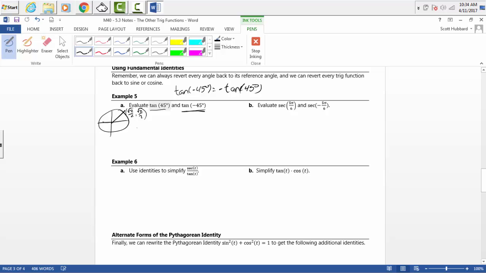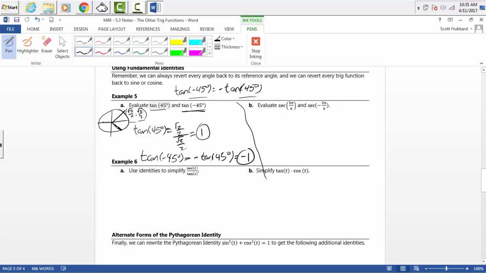So that means tangent there is just going to be root 2 over 2 divided by root 2 over 2. Remember, it's y over x, and so that's 1. And so that means tangent of negative 45, according to that identity, is going to equal negative tangent of 45, which we just said was 1. So it's going to equal negative 1. Okay? And it makes sense because down here is the negative 45. The y is negative there.